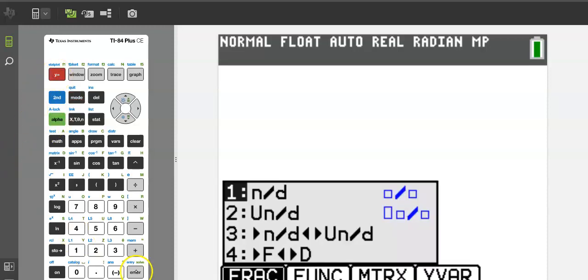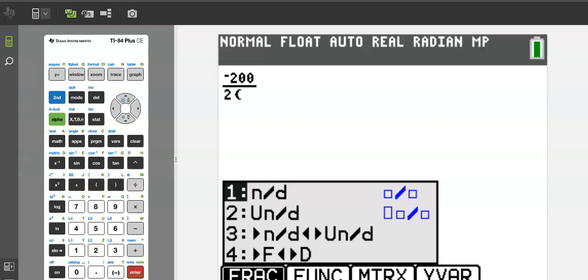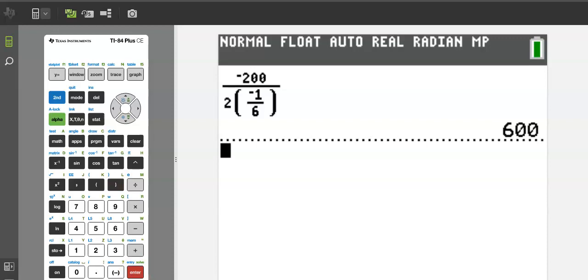Alpha y equals. What's my top number? Negative 200. In the bottom, I have what? A 2, and then a parenthesis, right? And then it's a fraction. Where's my fraction key again? Alpha y equals. And this is a negative 1/6. Close. Looks just like what's on my paper, right? Hit enter. There's x. So what is our x value?